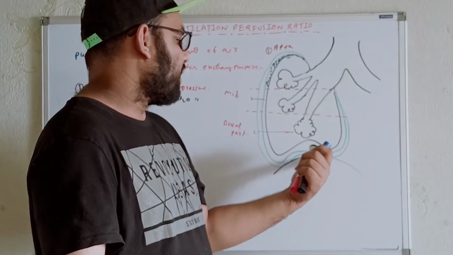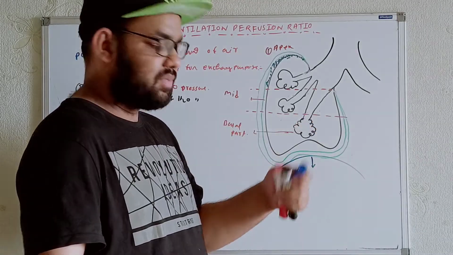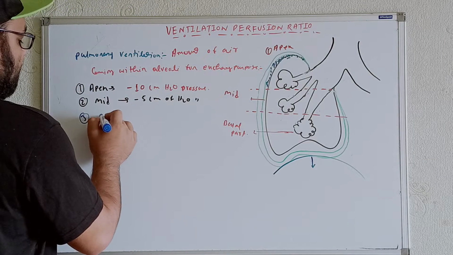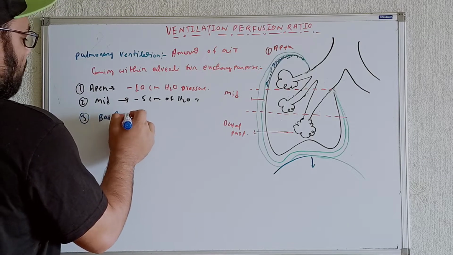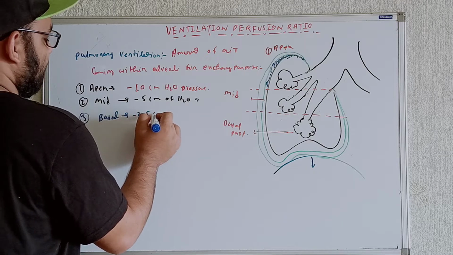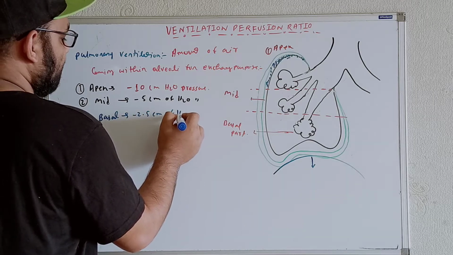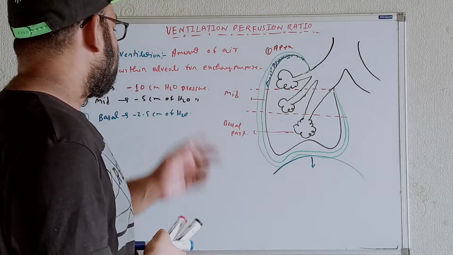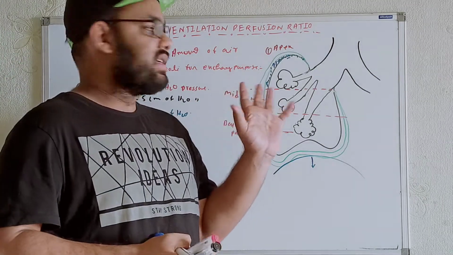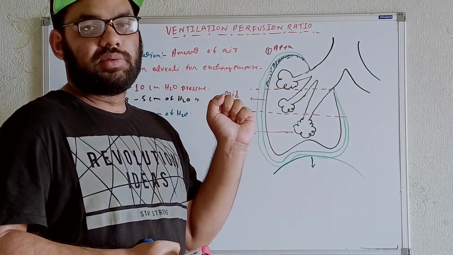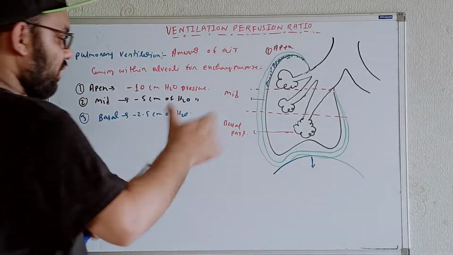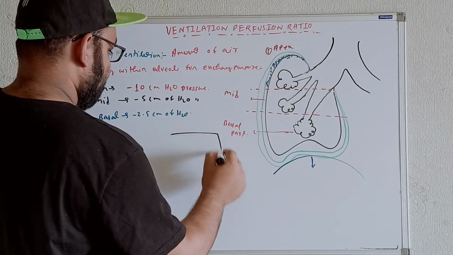That's why we'll get very low pressures over here. In these cases, in the basal part, we'll get around minus 2.5 centimeter of water. Now, why did I mention these pressures? Because you have to understand the volume first. For that, let's compare these things within a short part.